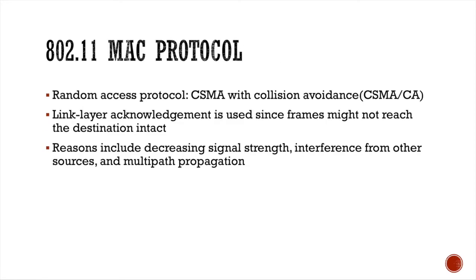802.11 wireless LANs use a random access protocol known as Carrier Sense Multiple Access with Collision Avoidance, CSMA/CA. When a station in a wireless LAN sends a frame, the frame might not reach the destination intact due to reasons like decreasing signal strength, interference from other sources, and multipath propagation, which arises when portions of the electromagnetic wave arrive at the receiver taking different paths, resulting in the blurring of the received signal.